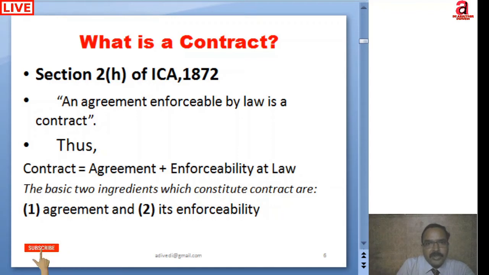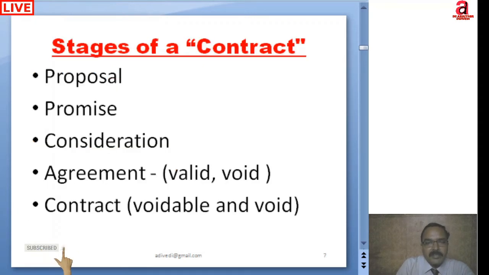Let's understand what is a contract. Section 2, subsection H of the Indian Contract Act 1872 defines the term contract. An agreement enforceable by law is a contract. This is a very simple one-line definition, which says contract is equal to agreement plus enforceability at law. The basic two ingredients which constitute a contract are number one, agreement, and number two, its enforceability.